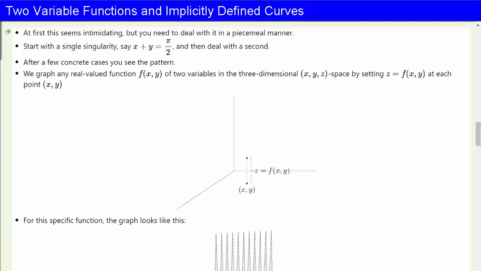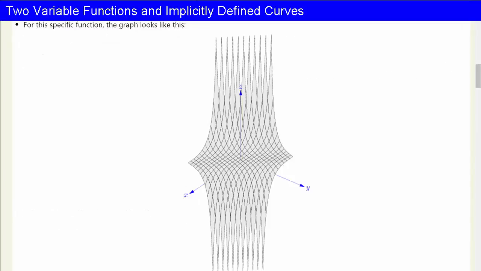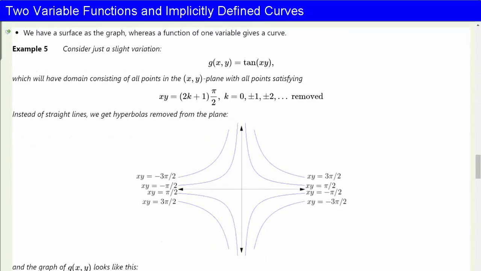Now we can graph any real-valued function of two variables, f of x, y, in the three-dimensional xyz space by setting z equal h of x, y above each point with coordinates x, y. For our specific function tan of x plus y, the graph looks like this. Notice that we have a surface as the graph, whereas a function of one variable gives a curve.